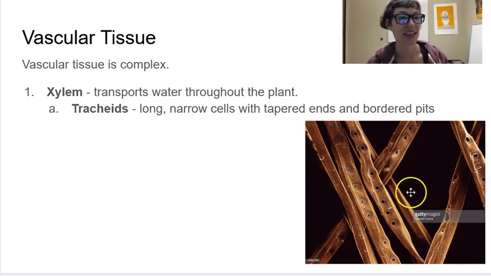These are the earliest of our lignified vascular tissue. So we would see these in seed-free vascular plants and gymnosperms. And this would be the only type of cell in their xylem.